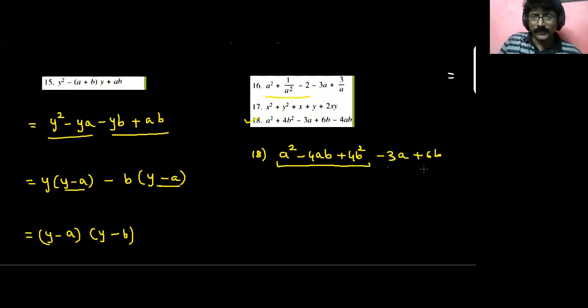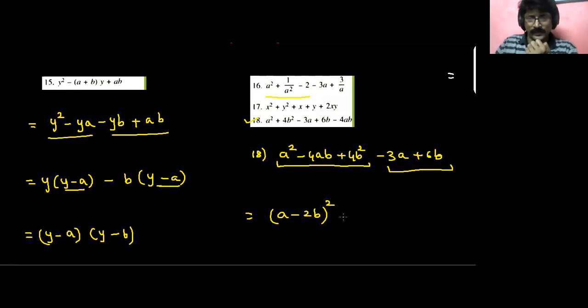As I told you earlier, this factorization is about your view, I mean your eyesight. You should be able to recognize how to group them. Then only this becomes perfect. A minus 2b the whole square. If we do this a minus 2b the whole square, we're going to get a square minus 4ab and plus 4b square. From here what you can do, take out common negative 3. So it will become positive a, negative 2b. Why? Because negative 3 into a will become negative 3a, negative 3 into negative 2b will become positive 6b. I hope you understood this.